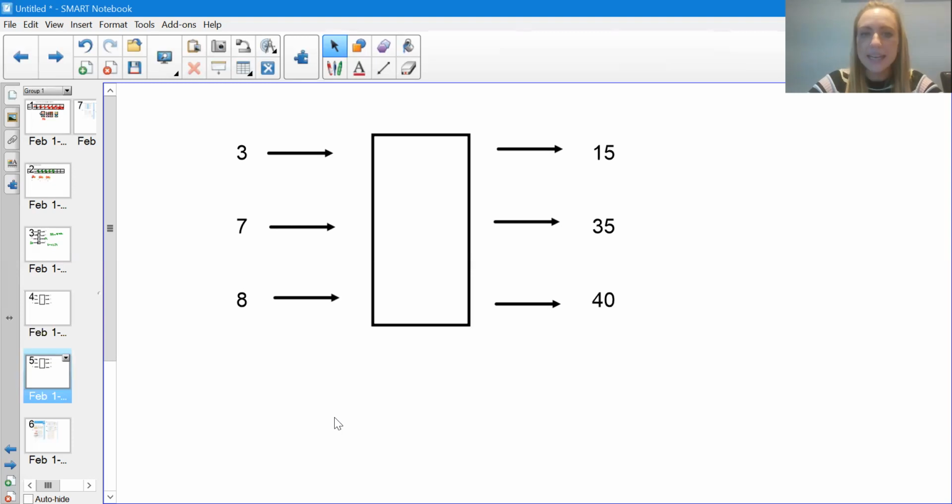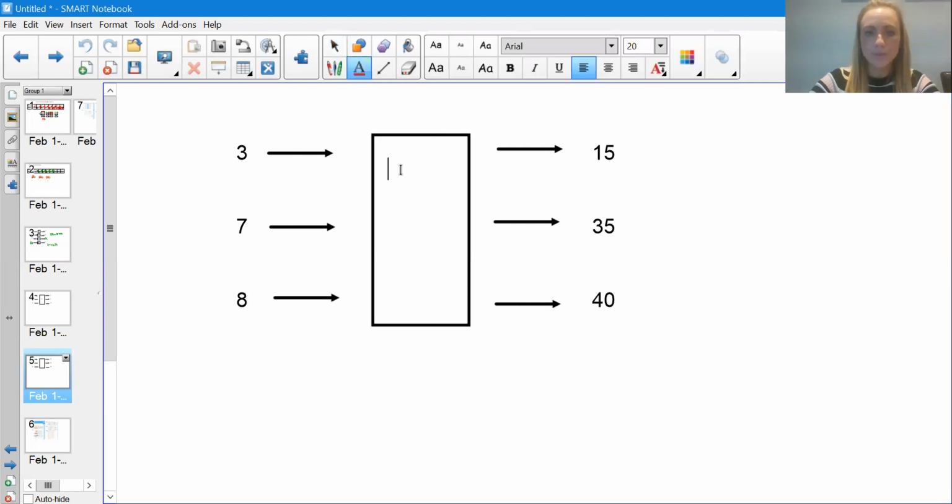Okay, so again, I'm not subtracting and I'm not dividing because we are only looking at positive whole numbers, okay? And I know that my number has got bigger. I put it in and my number's got bigger. So I'm either adding or I'm multiplying. So what do I add to 3 to get 15? I add 12. So I'm going to put that in there. 3 add 12 is 15.